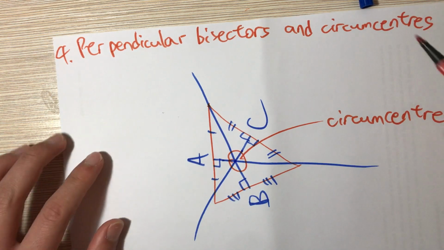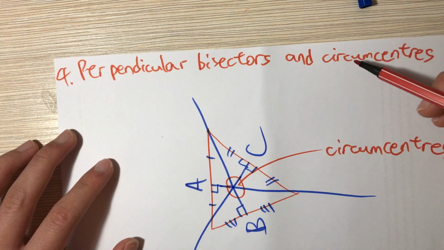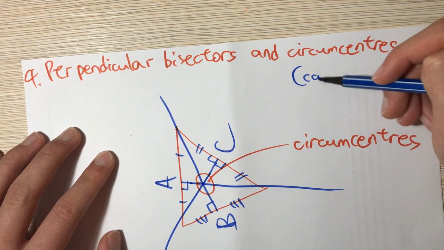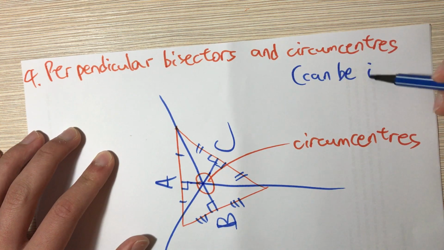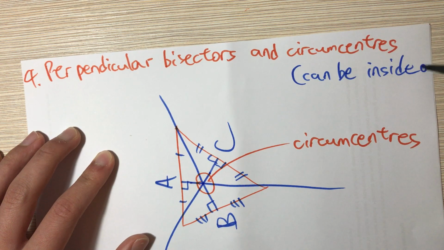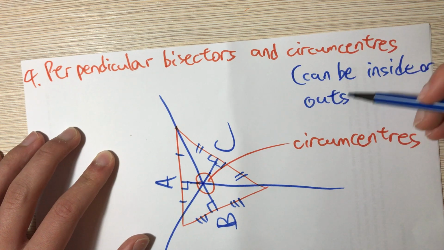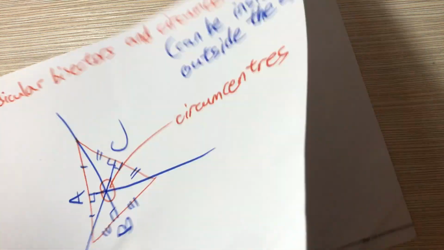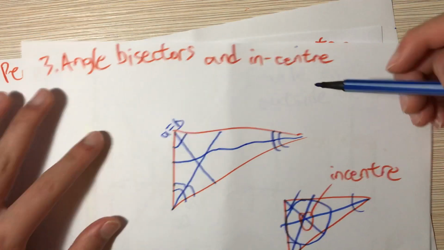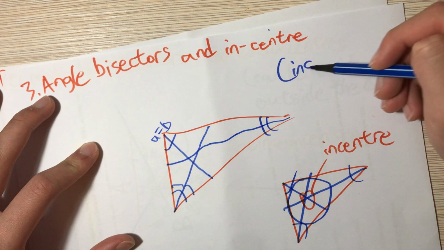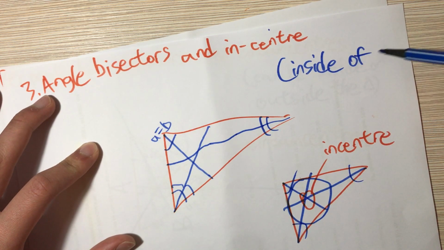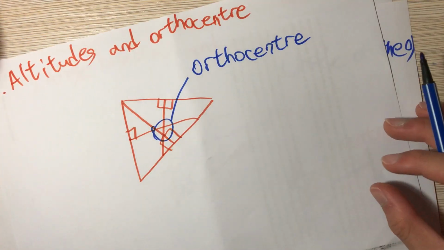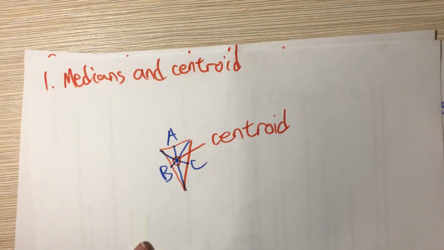So remember, circumcenters can be inside or outside the triangle, okay? But the incenter can only be inside of the triangle. So let's review all of them real quick.